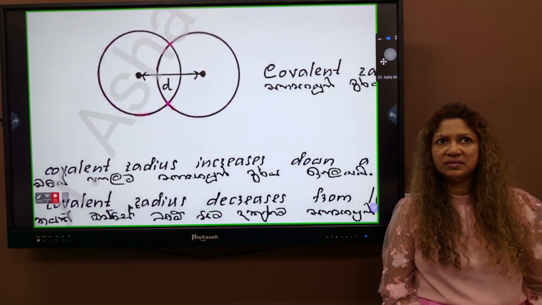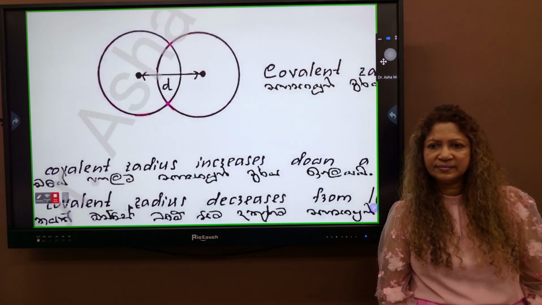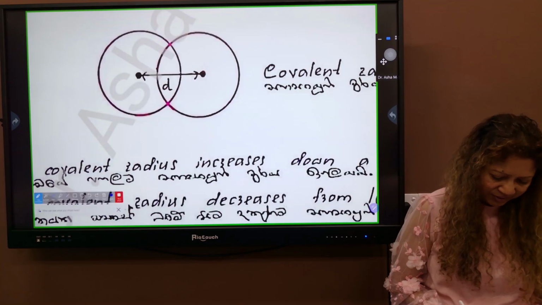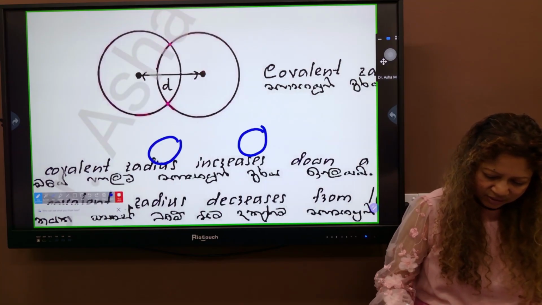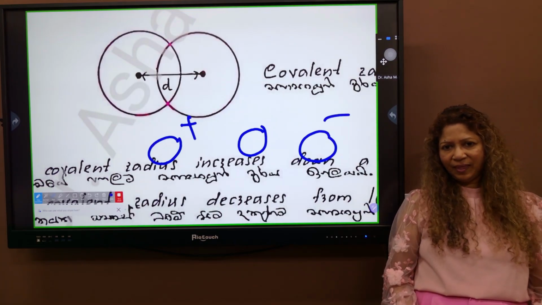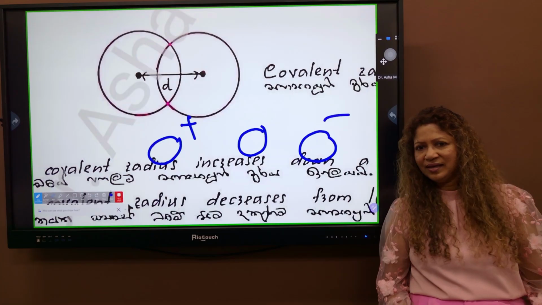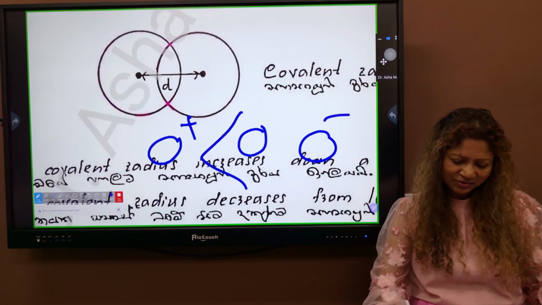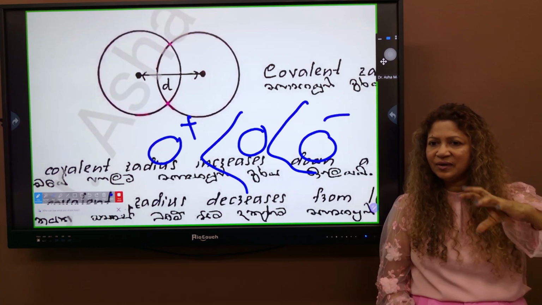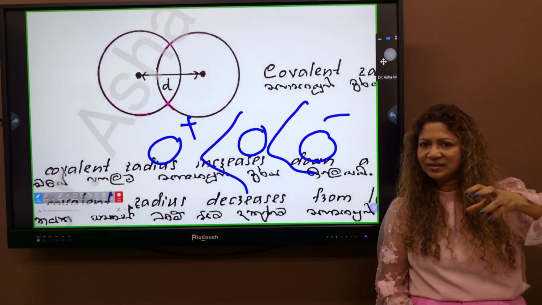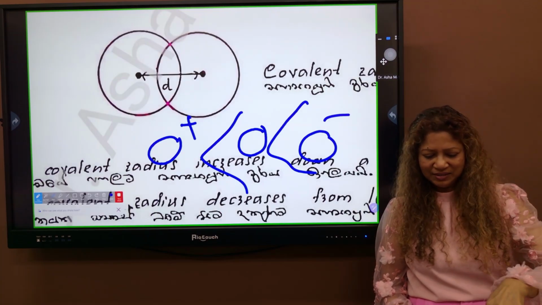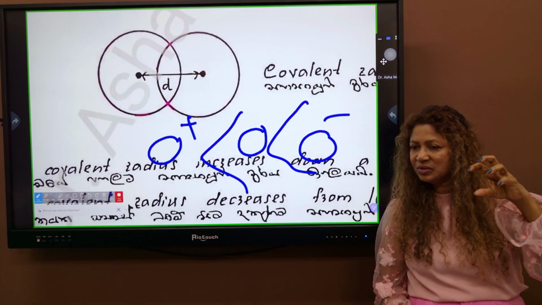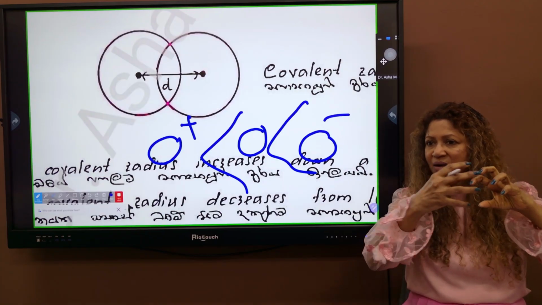What do you know about the radius of anions and cations? Give me the answer. Which radius is smaller? Let's say we have the same oxygen, O plus, O minus. O plus is what? Cation is what? Less radius. Why? Very good. You guys, your brains are working really well. Why? Because now there are fewer electrons. When the electron number is less, the nuclear protons are still the same.